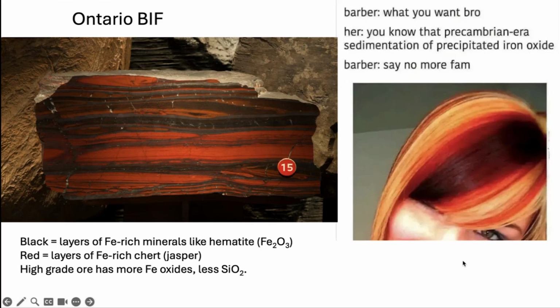Oh, that's true. Yeah. So the layering here in this BIF and in general is the black are the layers of iron-rich minerals like hematite, which is Fe2O3. And the red are layers of iron-rich chert, which is also called jasper. So you don't really want jasper in your ore. You want a lot of the black stuff, right?